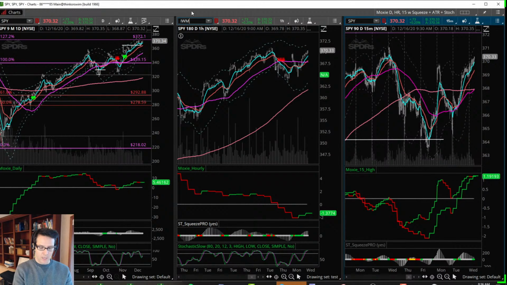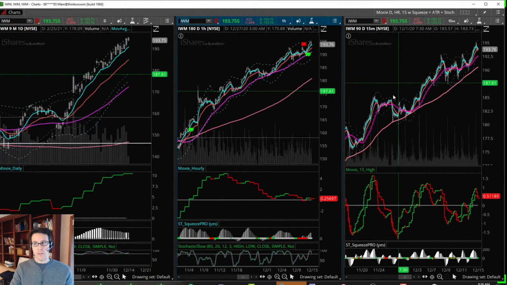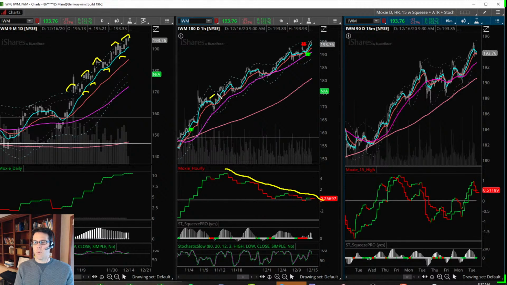And if we look at the IWM, we can see that this thing has just been an absolute beast, which is great, but we're kind of bumping up against extremes again. Third ATR, third ATR, third ATR, third ATR, and each time, granted, they've been small pullbacks, but they have been pullbacks, and so I'm looking at that again. And if we look at the hourly chart, the Moxie indicator just keeps trending down, even though price keeps trending up.